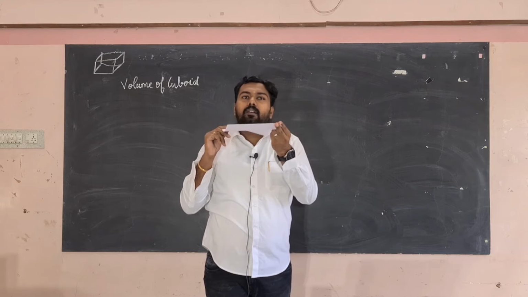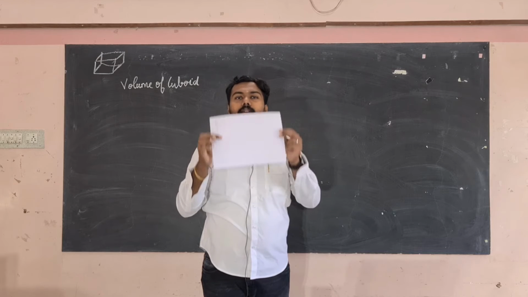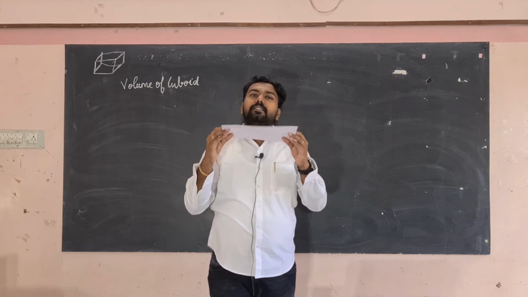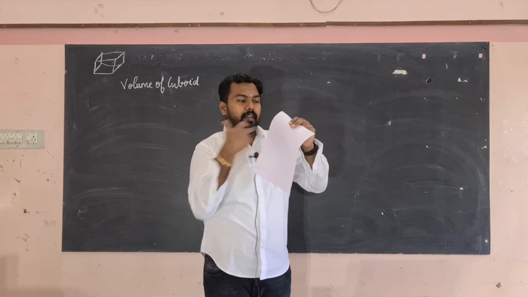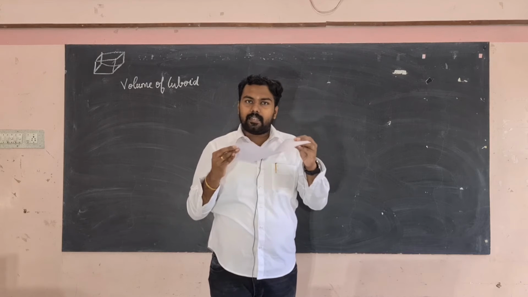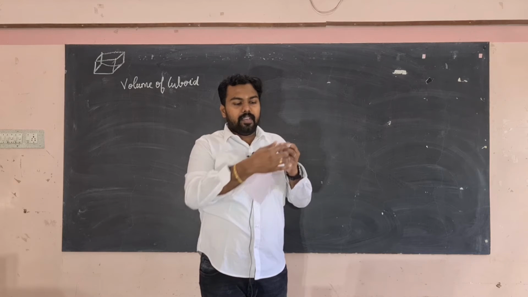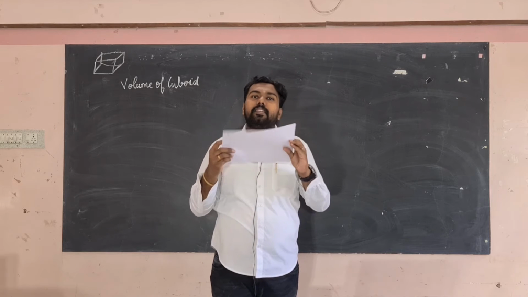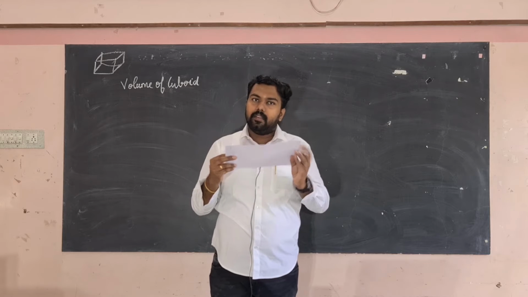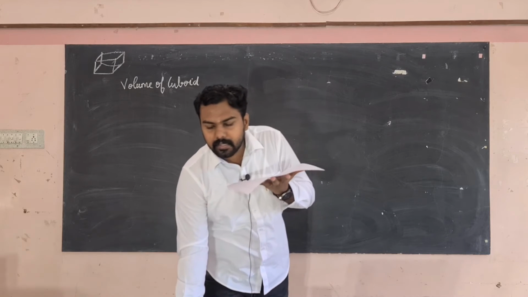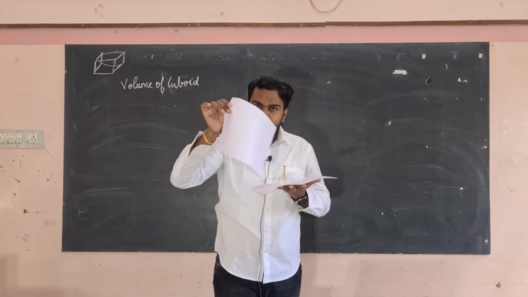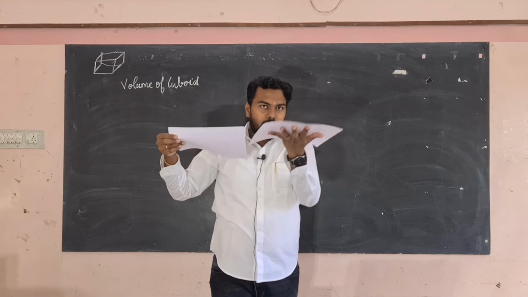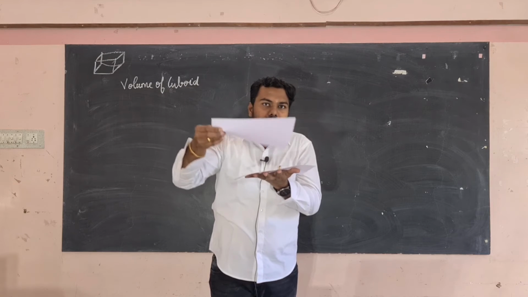If we assume the thickness as 1, this is nothing but a rectangle. So it is a 2-dimensional figure. So what is its area? The area of this rectangle is length into breadth. If we assume this as length and this as breadth, the area of this single sheet of paper is length into breadth. On top of this I am going to add one more paper whose area is also L into B.